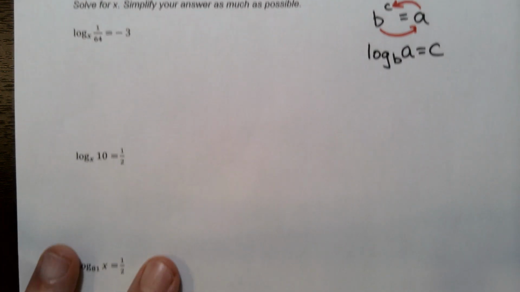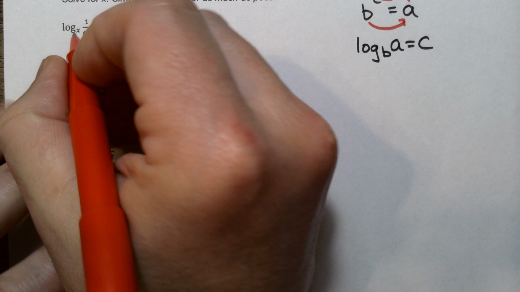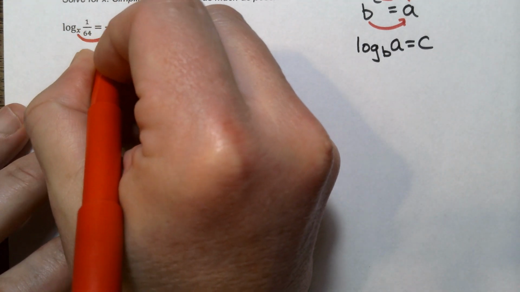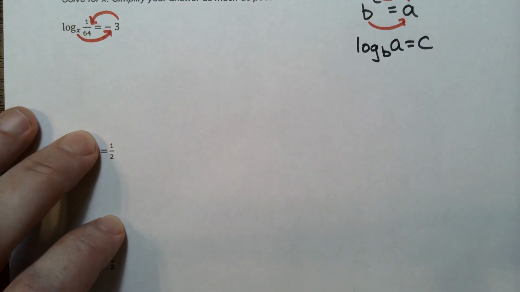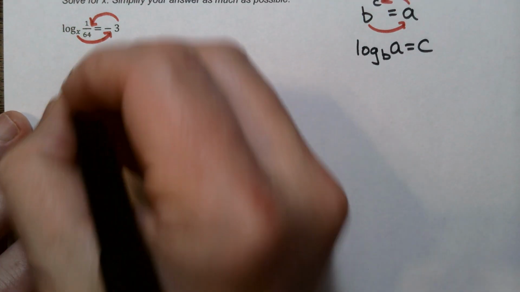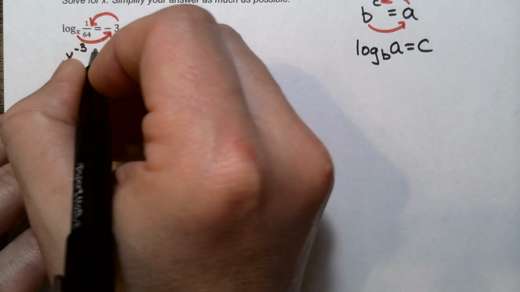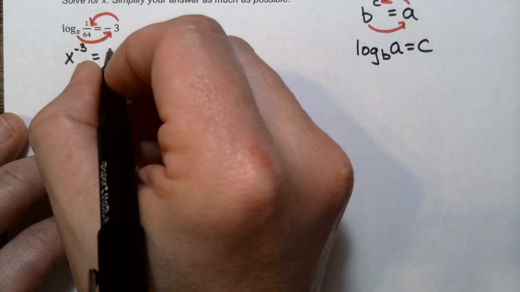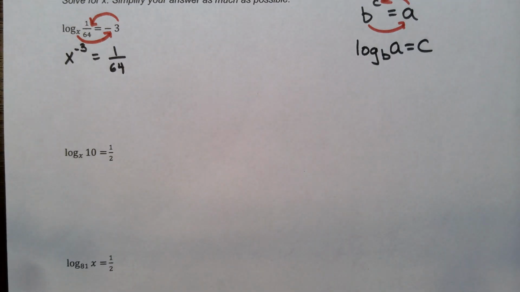So let's do this first one. What we're going to do is change this to an exponential. I'm going to start here, go across to that -3, and then come back to the 1 over 64. So that will give us x to the -3 power equals 1 over 64. This can be solved in a few different ways, actually. Here's one way we could solve this.